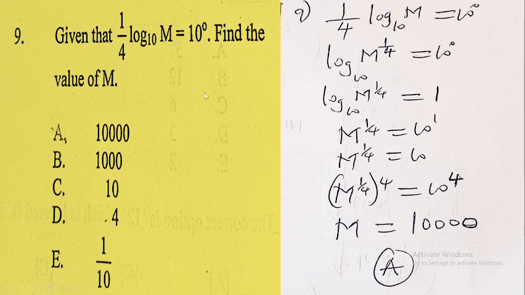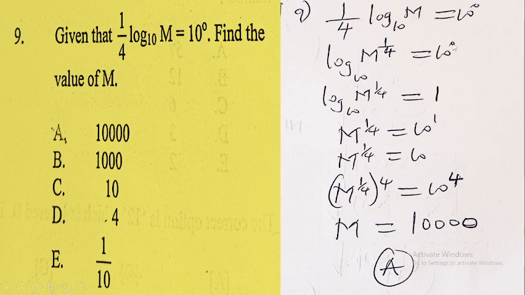Now question number 9 is on logarithm, and we can solve this using the definition and laws of logarithm. Now if you look at it, you have 1/4 log base 10 of m is equal to 10 raised to the power 0. One of the laws of logarithm says that when I have something like this, the 1/4 can go back to the power of m, and that's what we are having here: log base 10 of m raised to the power 1/4 is equal to 10 raised to the power 0.